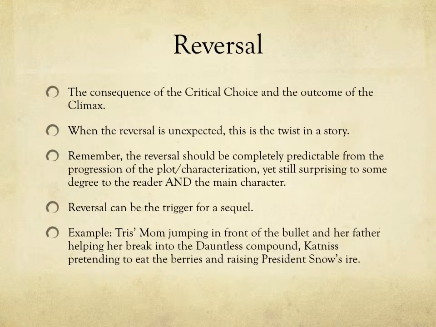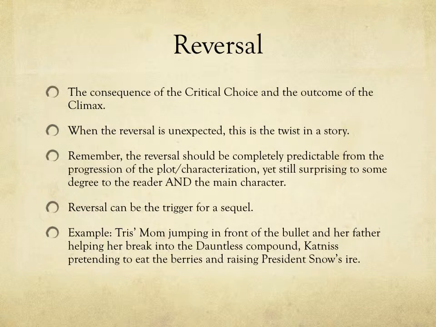With the reversal, you have to look at what the consequences are of your character's critical choice, and you have to know what the different options would be in your story. If your character went with choice A, what would your reversal look like? If they went with choice B, what would your reversal look like? This is a lot easier to pick out in stories than it is to describe to people when they are writing the stories, so I apologize for that.